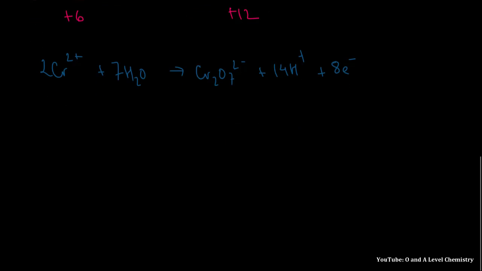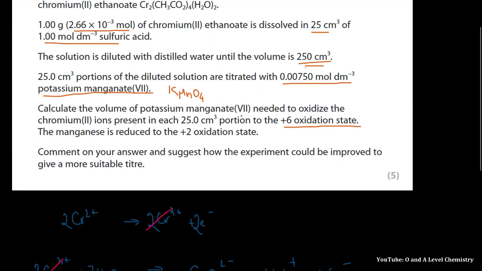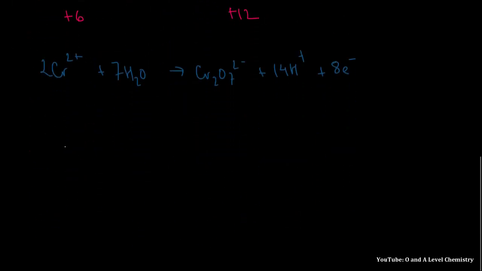So we're halfway through. The question says that the manganate(VII) is basically oxidizing it, and the manganate has been reduced to the +2 oxidation state. As the manganate ion is oxidizing the chromium, it has to get reduced. So now we're going to write the half equation for the manganate. For the potassium manganate, potassium is the spectator ion, so we're not going to worry about that. This is the manganate, MnO4-.